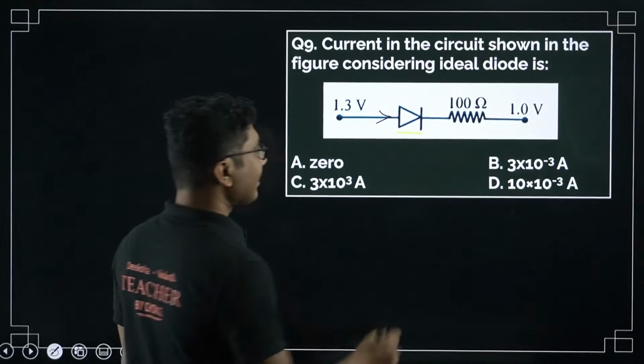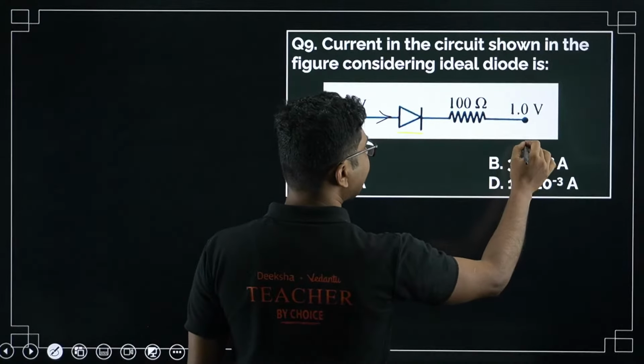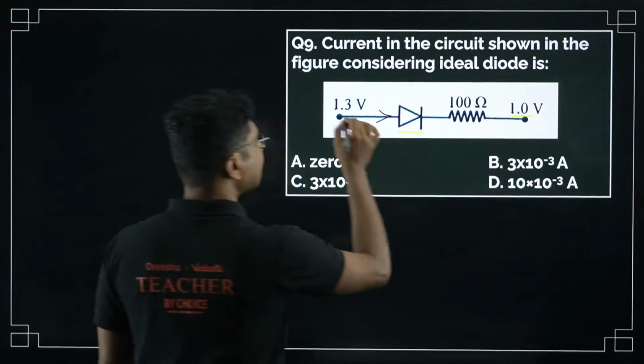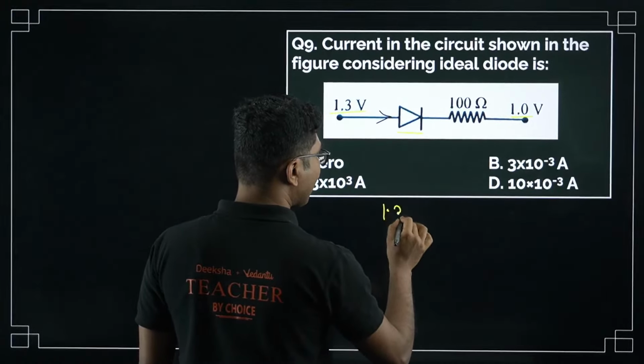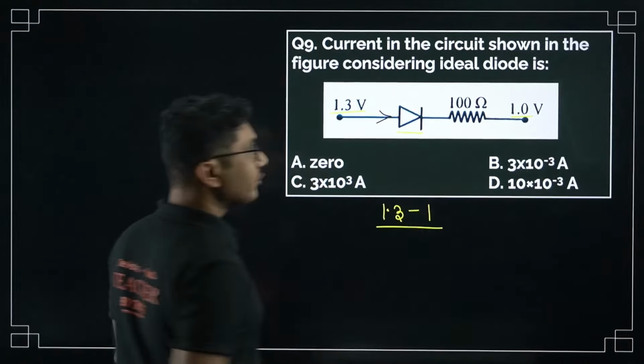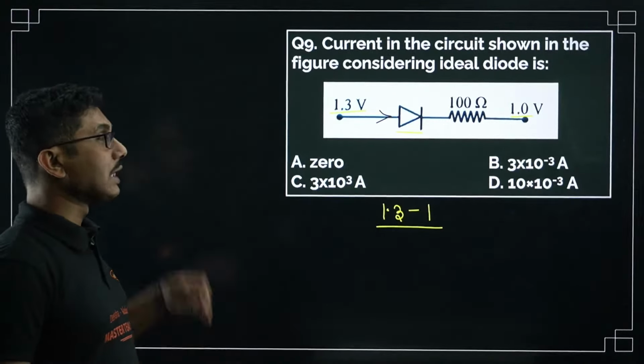So what is the current? What is the potential at this end? The potential is 1 volt. What is the potential at this end? 1.3 volt. So what is the potential difference? 1.3 minus 1. And also you have to check whether the diode will conduct or not.